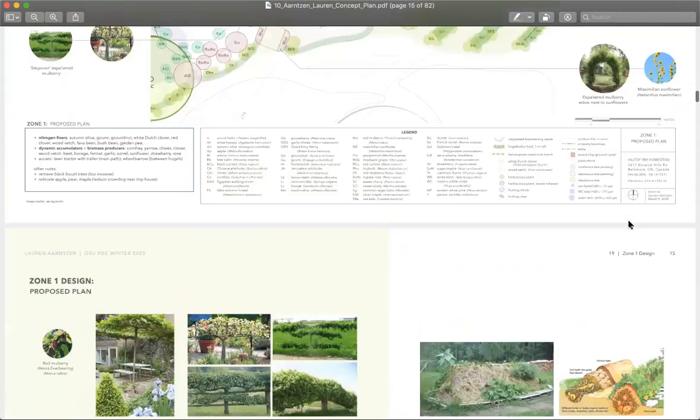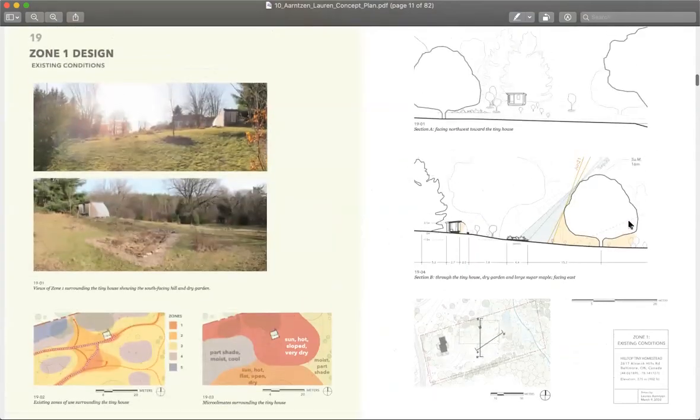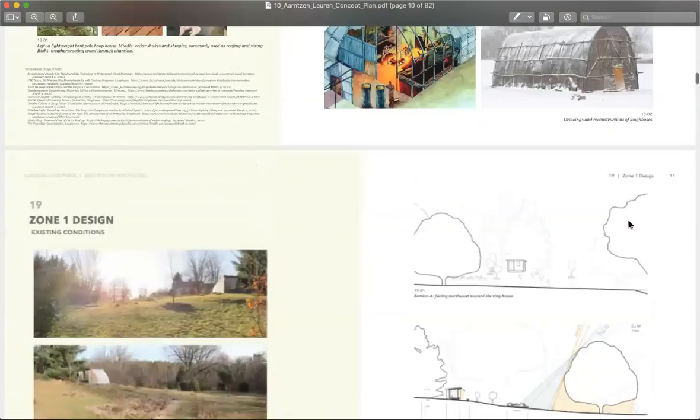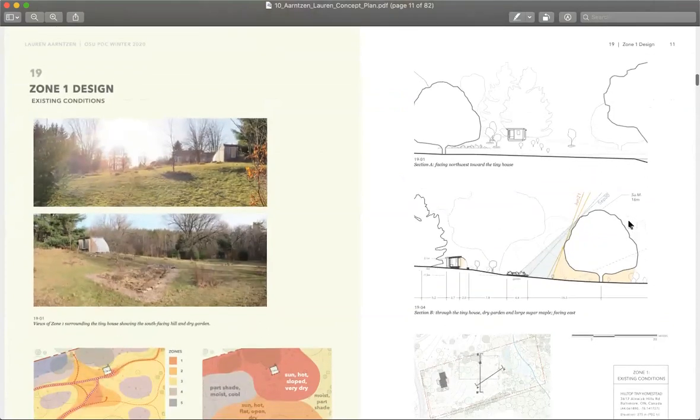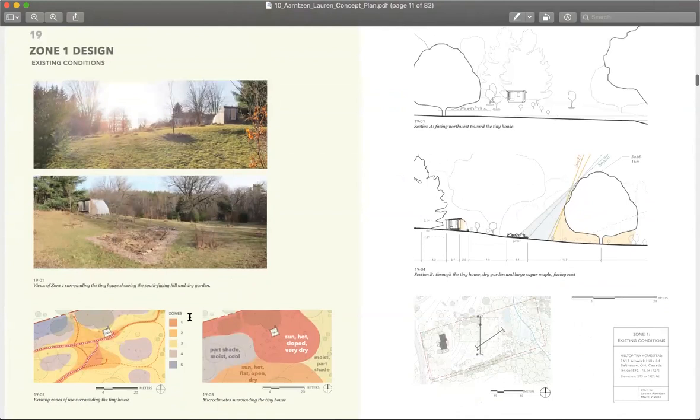So zone one, I'm kind of moving backwards here. I have to go to the beginning of her assignment. There we go. I think that's the one. Yeah, zone one. So zone one design, we're looking at the different elements. She's given us a different map. She's given us the zone map. She's given us the microclimate map. She's given us our cross section. She's given us some photos.